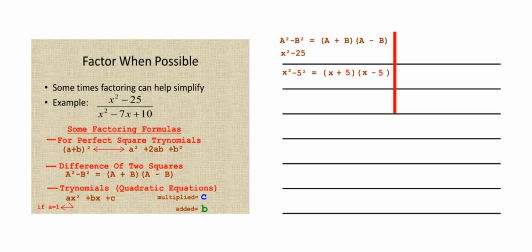2 times 2 is 4. 4 times 4 is 16. Too high. 3 times 3 is 9. Too low. No. So there's no exact number that gives you 10 in that case. So it's definitely not a perfect square trinomial. So let's try trinomial quadratic or quadratic equation format.